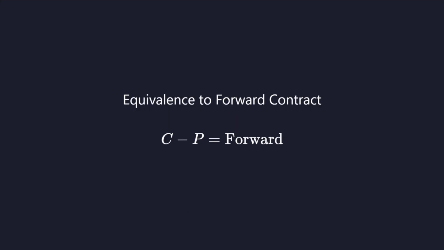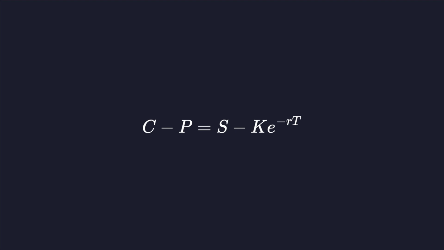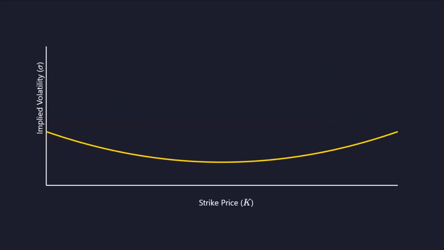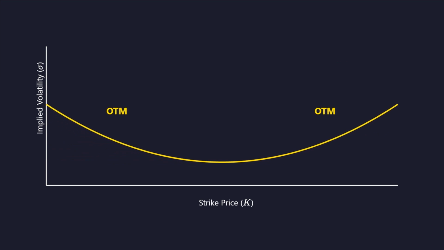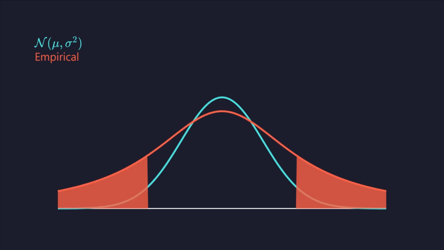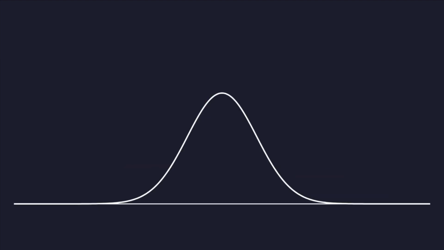Put-call parity is a fundamental relationship, ensuring that a portfolio of a long call and a short put equals a forward contract on the asset. The original model assumes that volatility is constant over the life of the option, yet real-world markets exhibit varying levels of price turbulence. When we back-calculate volatility from market prices, we often observe a smile shape, where out-of-the-money options have higher implied volatilities. Black-Scholes assumes returns follow a normal distribution, but empirical evidence shows that financial assets have fatter tails, meaning extreme events occur more frequently.